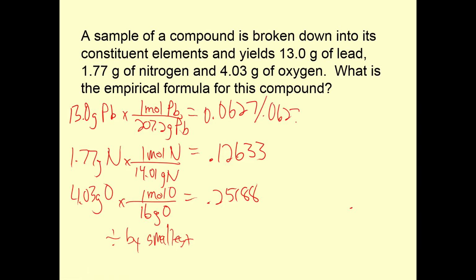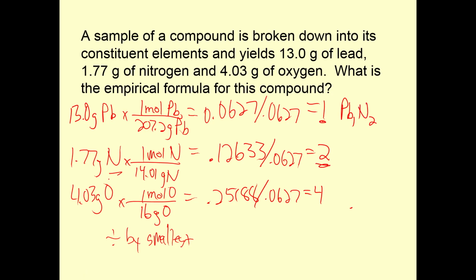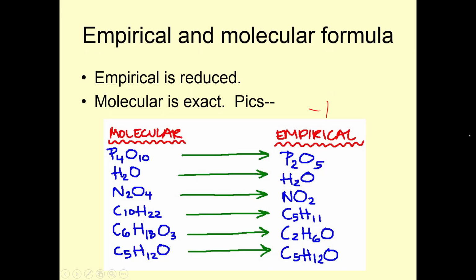Divided by 0.0627. That one is 1. 0.12633 divided by 0.0627 is 2.01. 2.01 is 2. 0.25188 divided by 0.0627 is 4.01. That's 4. So what that means is I have Pb1. Hey, that's 1. N2. Hey, that's 2 for N. And then O. Hey, 4 O's. And that's it. Oh, and it moved on its own.